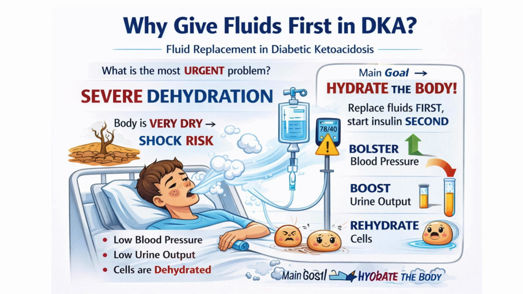Over several hours, this constant fluid loss causes the circulating blood volume to fall. As the volume drops, blood pressure begins to decrease. When blood pressure falls, vital organs such as the brain and kidneys receive less blood flow. The heart responds by beating faster in an attempt to maintain circulation. This is why patients with DKA often appear weak, tachycardic, and hypertensive.